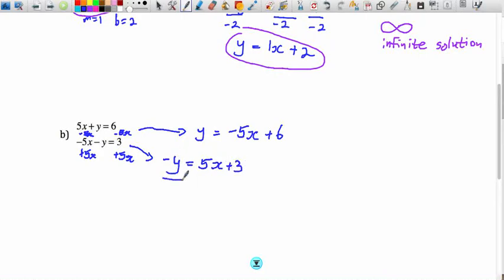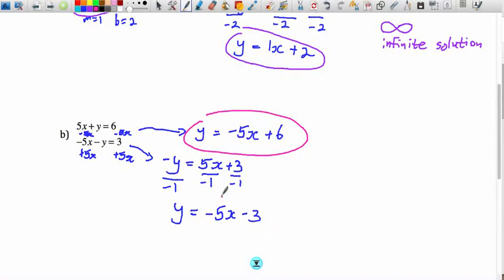Then I'm going to divide through by minus 1 because we must have it in the form y equals, not minus y equals. Those are not the same thing. And so y is equal to minus 5x minus 3. Now we can analyze our two equations, which have been rewritten in y equals mx plus b form. What you can observe is that we have the same slopes, but the y-intercepts are not the same.